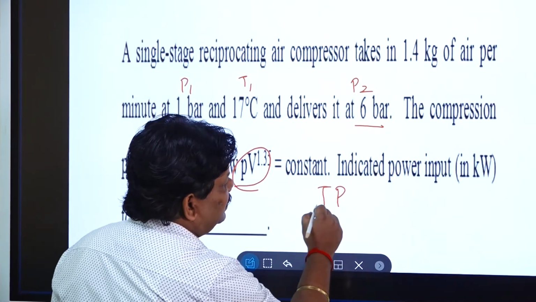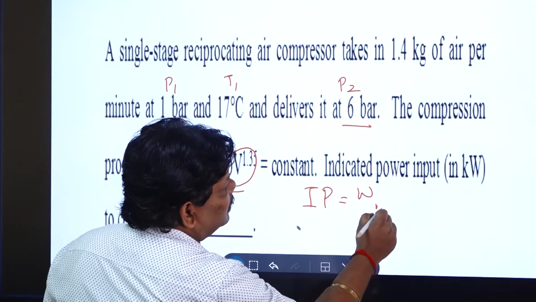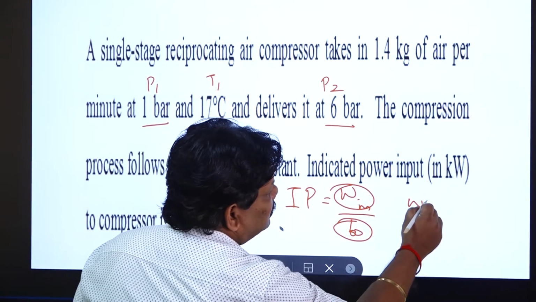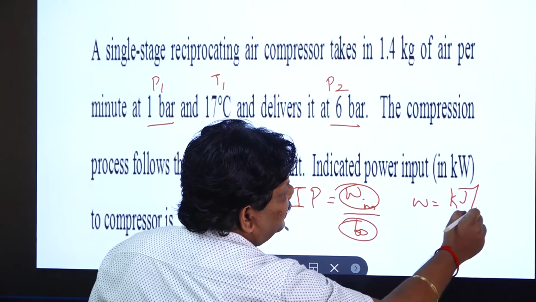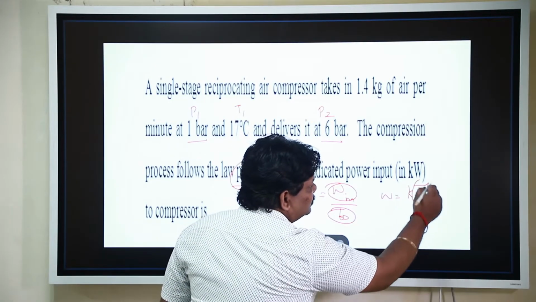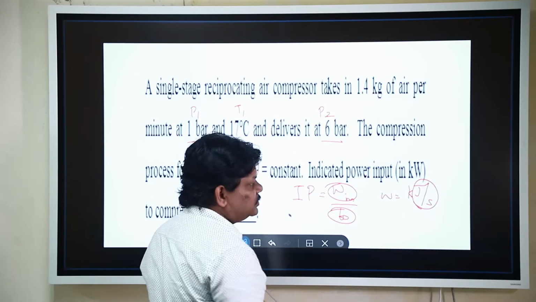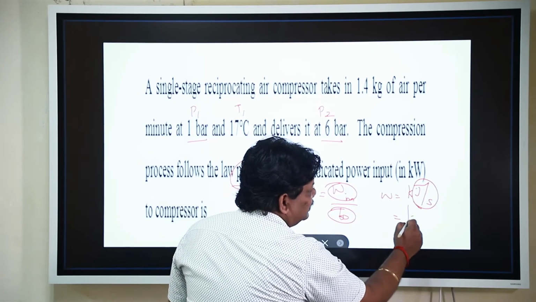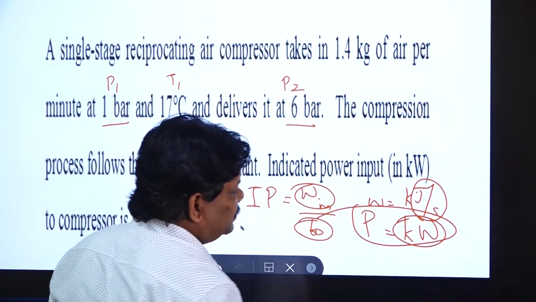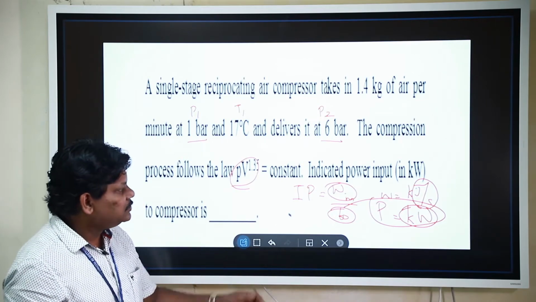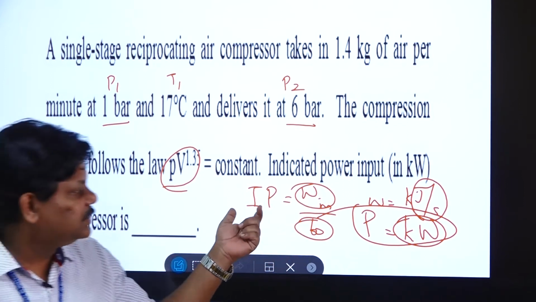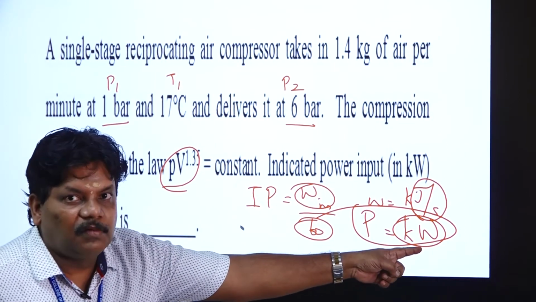So indicated power IP is equal to W_in divided by 60. The work done has the unit kilojoule per minute or kilojoule per second. Only when you give it in terms of seconds will you get joule per second, which is watt, the unit for power. So when you find the work, you have to divide by 60 so that you get the value in terms of kilowatt.